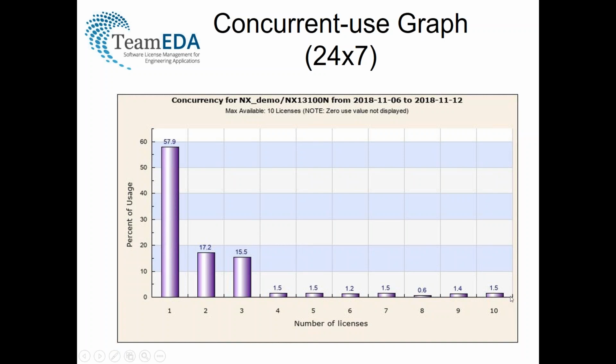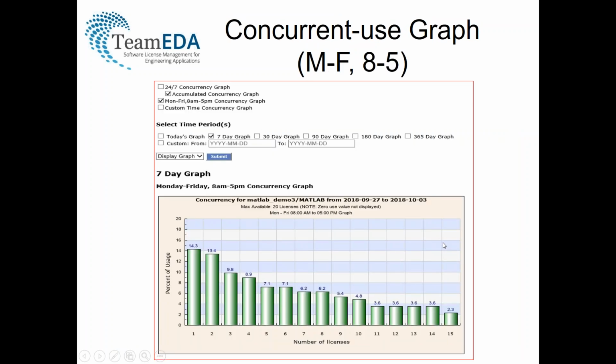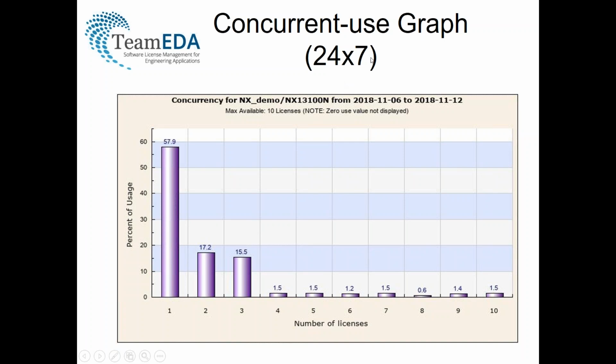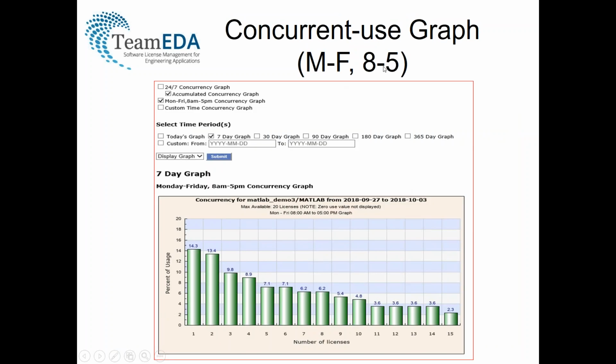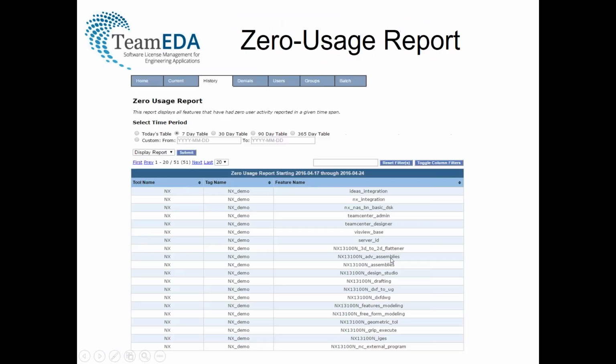That's what we recommend. You can choose how many you really need, but this is a very good report that you probably want to see maybe every 90 days. So that happens to be 24/7 concurrent use, and this is Monday through Friday, 8 to 5. Same graph, but just different time periods.